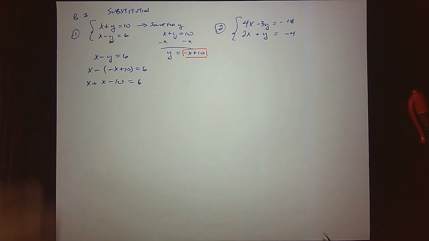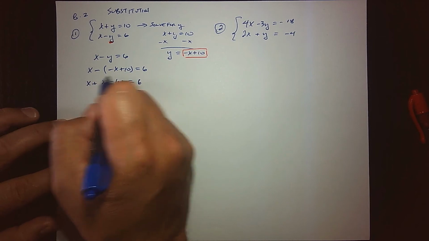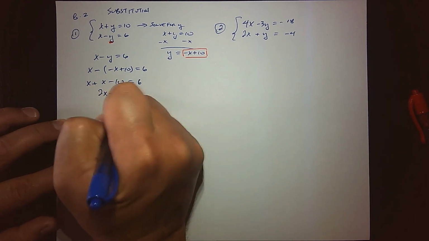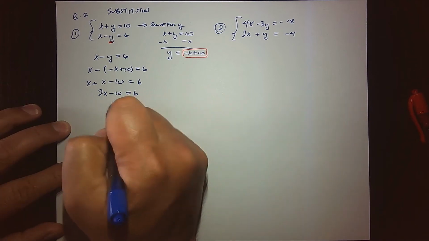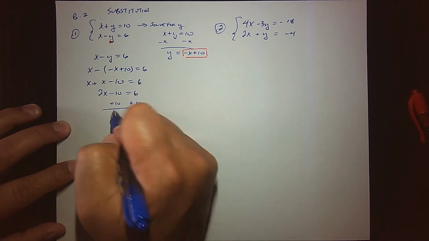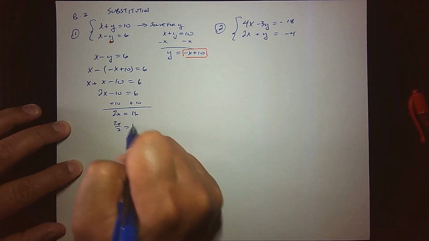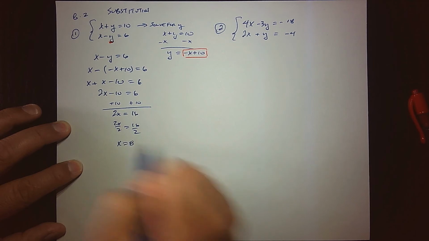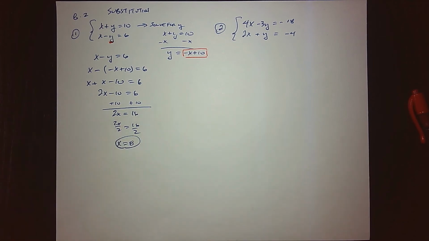To solve the remaining, that's step 3, is to solve the remaining equation. So we'll start by simplifying both sides. So I did that already by starting to do the distribution. We can add 10 to both sides and get 2x equals 16. Take both sides and now divide by 2, and we get x equals 8. So there's our x coordinate for this system.